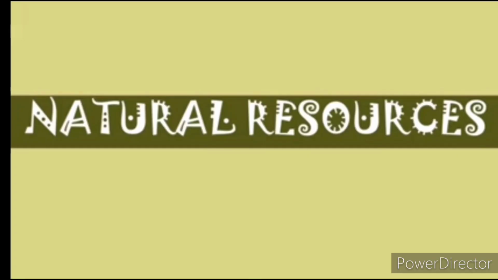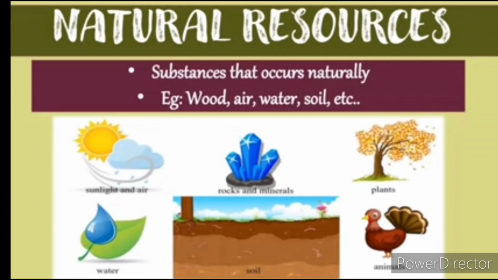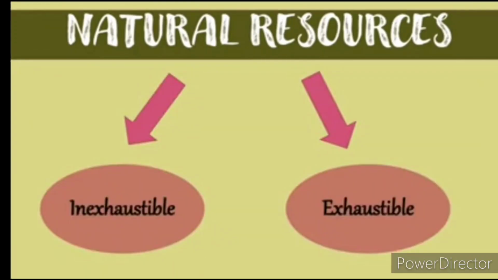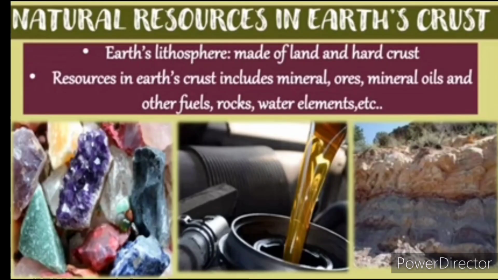Today we are going to see our chapter number 16, that is Natural Resources. In our previous standard, we studied the various natural resources, the substances which occur naturally, just like wood, air, water, soil. All these components are called natural resources. In this chapter today, we are going to learn in detail about the natural resources in the earth's crust.